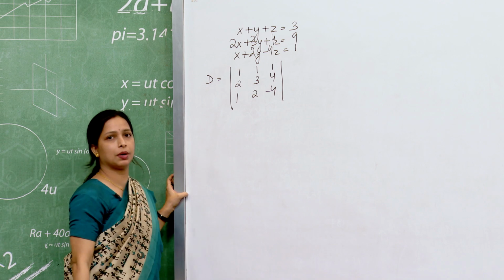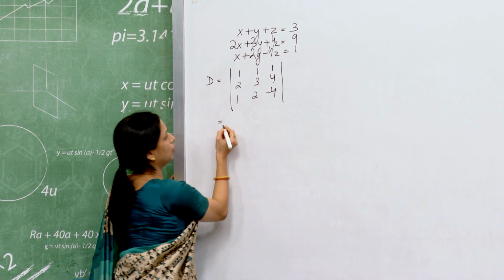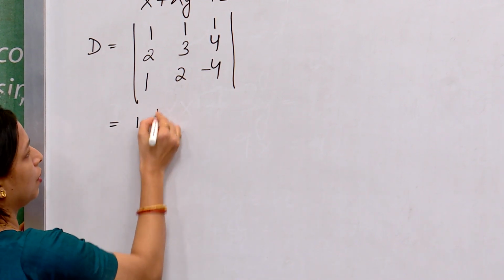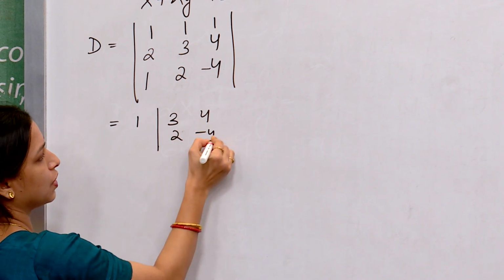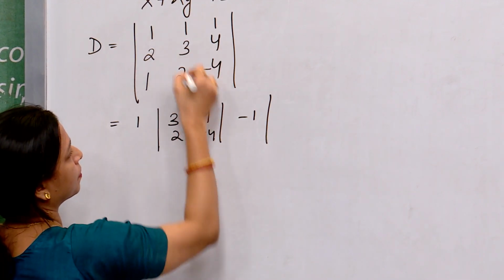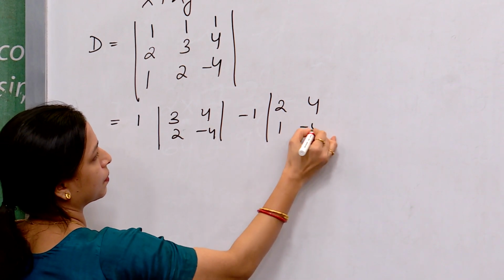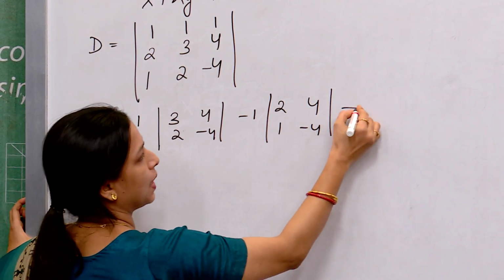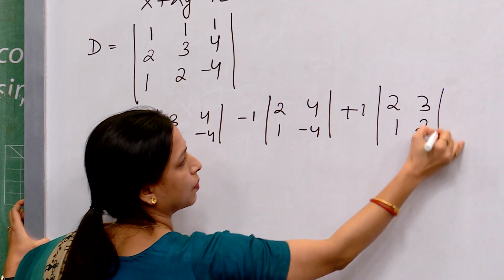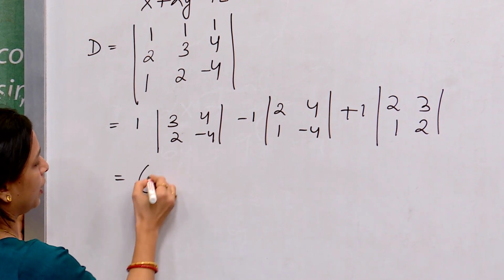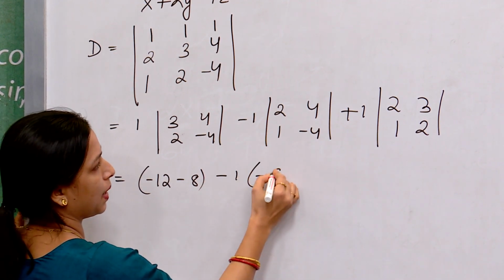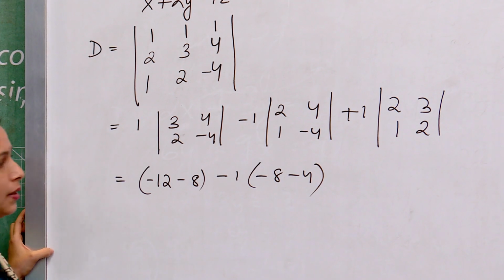Now, we have to find the value of this determinant. We all know how to find it. Let us say we are finding it by expanding along the first row. First row, so 3, 4, 2, minus 4, minus 1, plus 1, again the second order determinant, right. Now, we get minus 12, minus 8, minus 1, this is minus 8, minus 4, right.